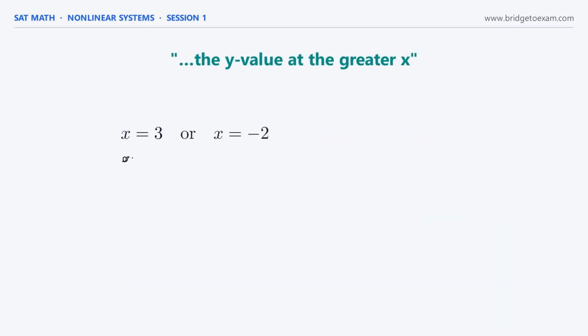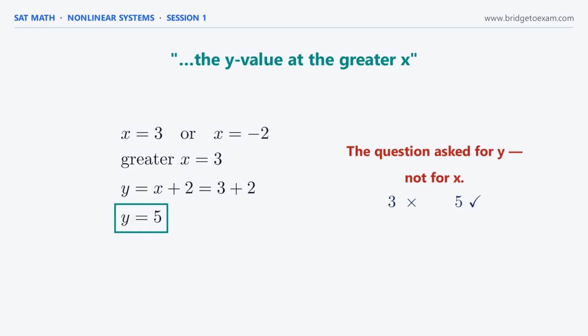There's one more flavor you'll meet constantly. The question gives you the system and asks for the y-coordinate that goes with the greater x value. This one has a trap built right into it. You do the algebra, you find your two x values, you spot the bigger one, and then you get so excited that you circle that x. But the question asked for y.